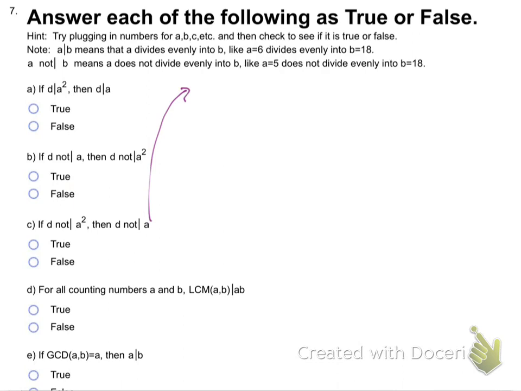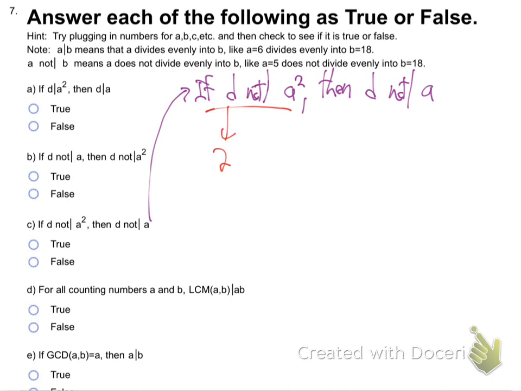Part C. If D does not divide into A squared, then D will not divide into A. Is that true? Well, we've got to meet the if. So pick something like 2 does not go into 3 squared, right? 2 does not go into 9 evenly. That's true, so I met their if. Got to meet the if.